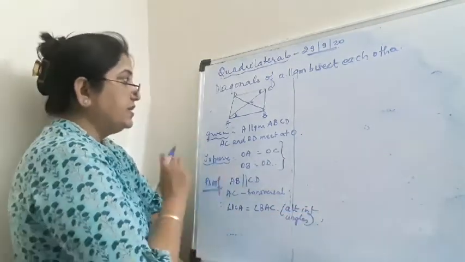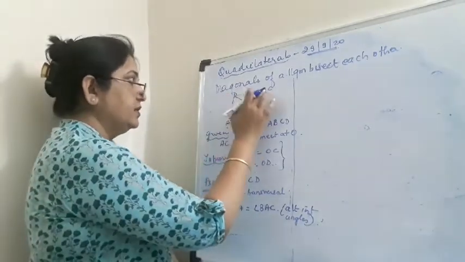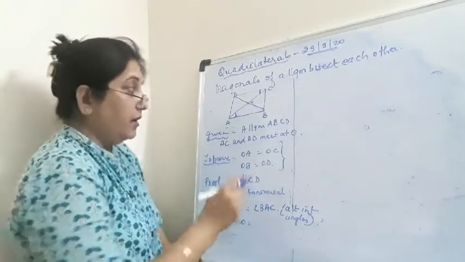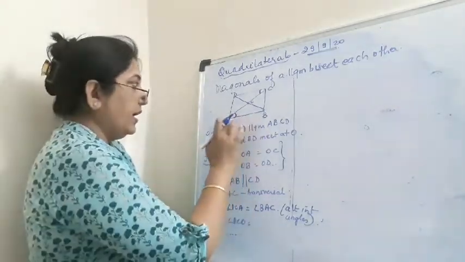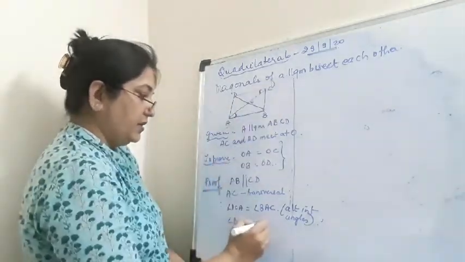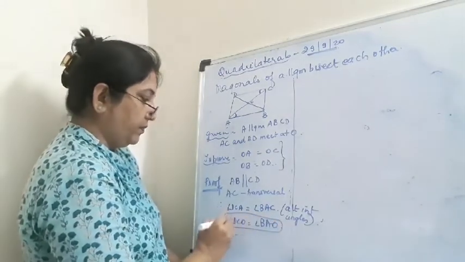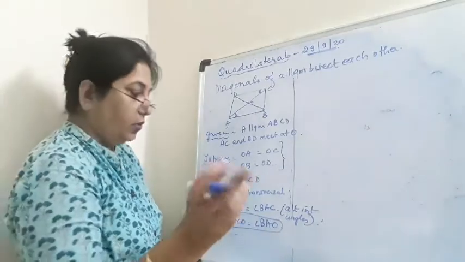Now in place of DCA, I can write DCO, and for BAC, I can write BAO. Okay, so this is one part. Now I hope you can see.